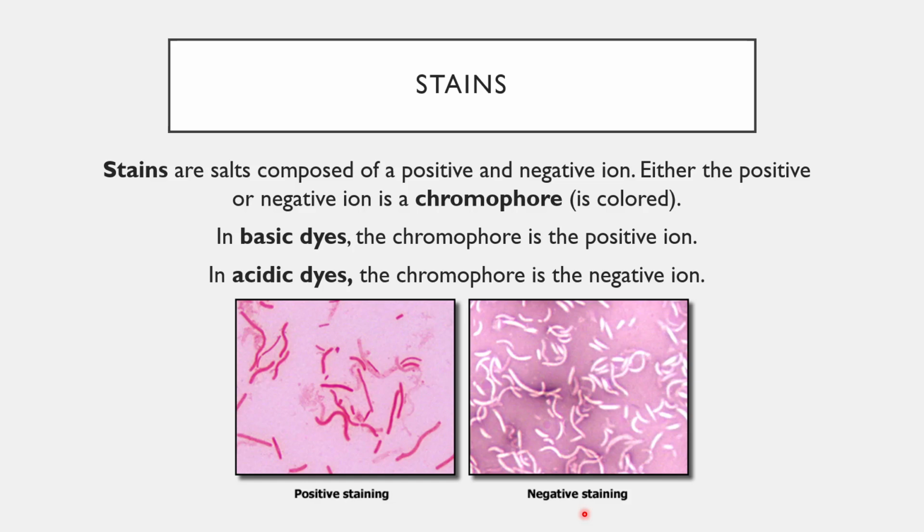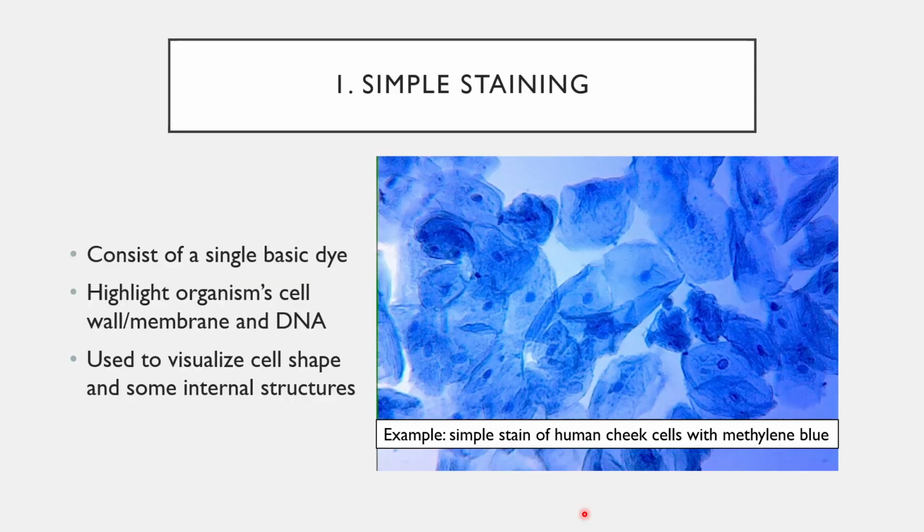So stains can be used in different ways to visualize bacterial cells and other types of microscopic organisms. The most straightforward way to apply a stain is called simple staining. Simple staining consists of using a single basic dye, not an acidic dye, but a basic dye, which is applied to highlight the outline of the organism's cell wall and/or cell membrane, as well as their DNA. Not only is the cell wall/membrane negatively charged, the DNA of an organism is also negatively charged, and this means that the basic dyes will be attracted to the DNA as well.